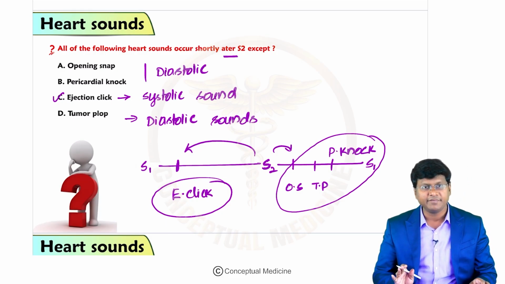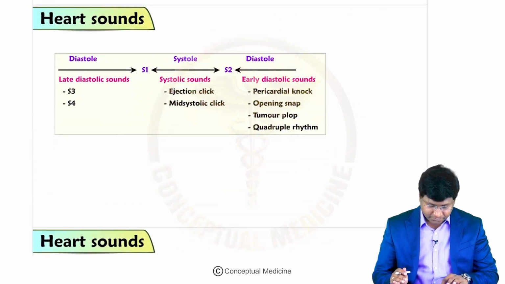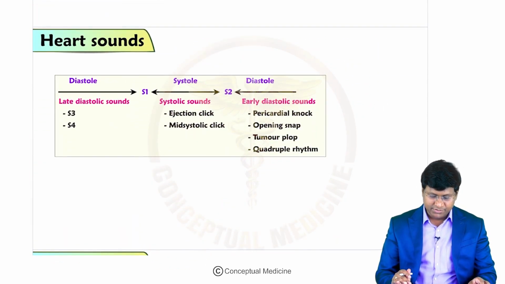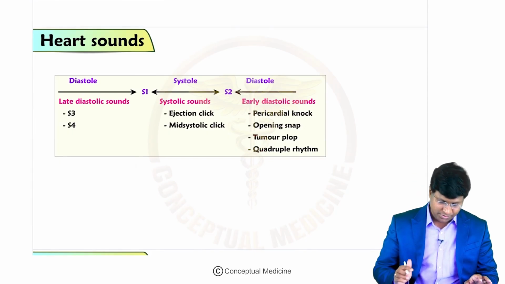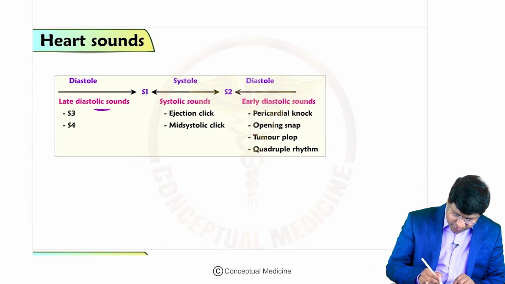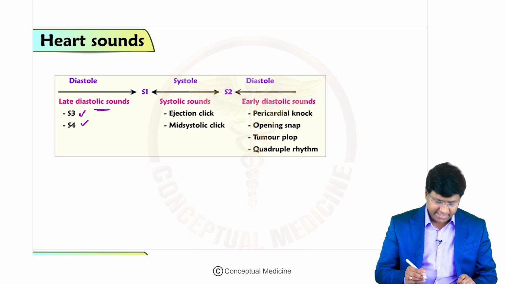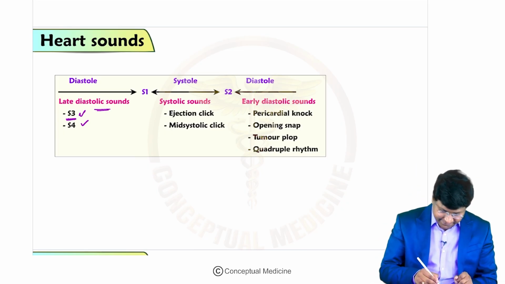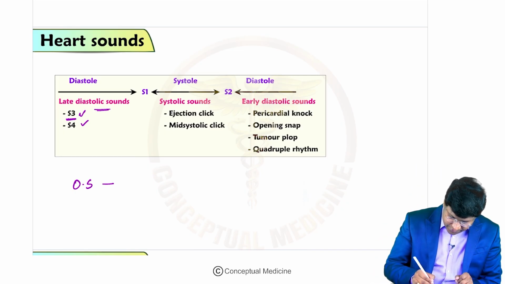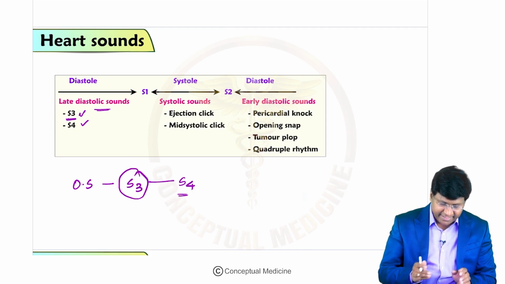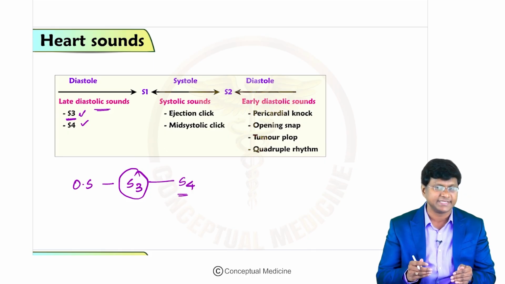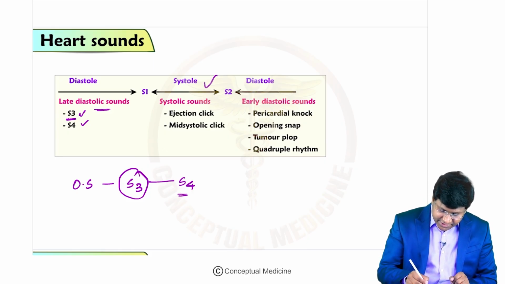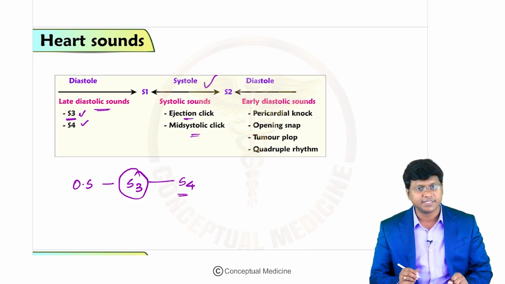Okay, right. Now after having discussed these sounds, let me summarize what are all the diastolic sounds and what are all the systolic sounds. So late diastolic sounds will be S3 as well as S4, and even if you take S3, it will be in between. Opening snap is an early diastolic sound, then S3 will be somewhere in the middle of the diastole, and S4 will be completely a late diastolic sound. So S3 can be considered as a mid diastolic sound, and ejection click as well as mid systolic click will be the systolic sounds.